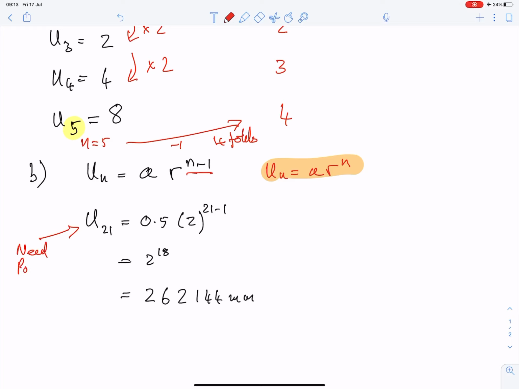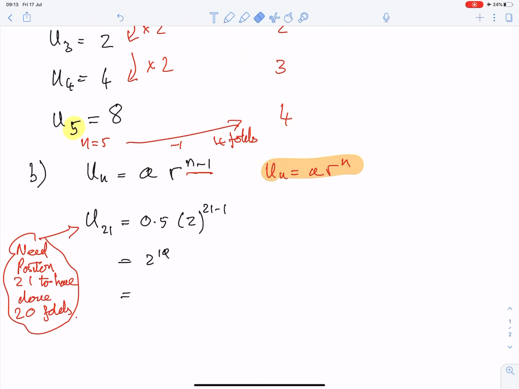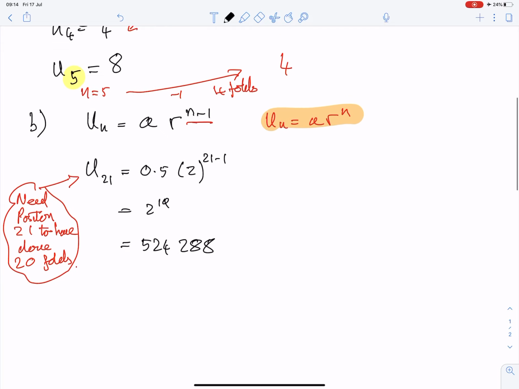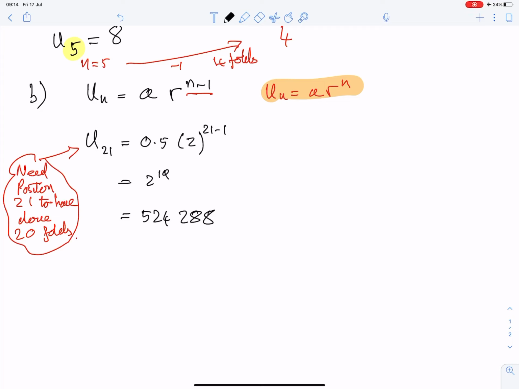Need position 21 to have done 20 folds. So it does depend on how you set it up. Okay, so that will make that 19, my mistake, which will give the answer which is in the book, which is 524288, which is 500,000 roughly, because I know 2 to the 20 is just over 1 million. Okay, so that is now correct.